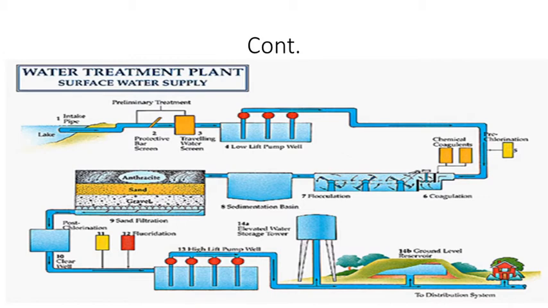As the name indicates, slow and rapid sand filter, if you are considering the rate of filtration, for the slow sand filter it varies from 100 to 200 liter per hour per meter square area. And the rate of filtration for the rapid sand filter varies from 5,000 to 8,000 liter per hour per meter square area.